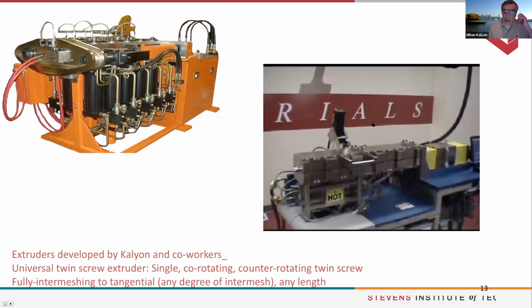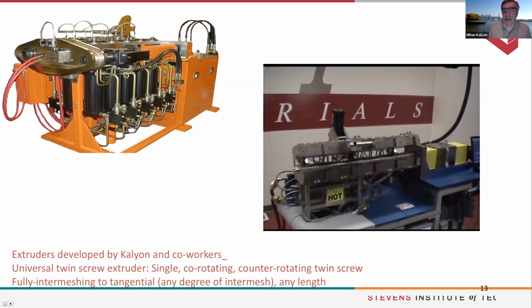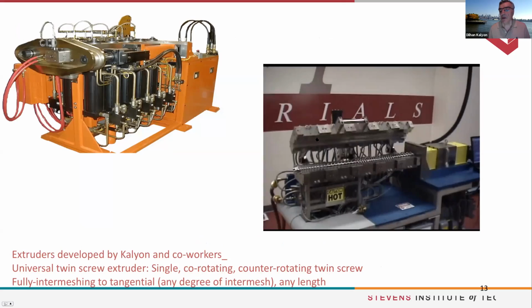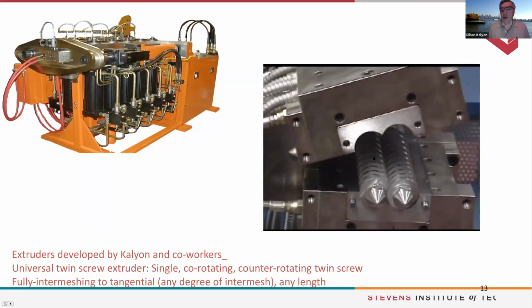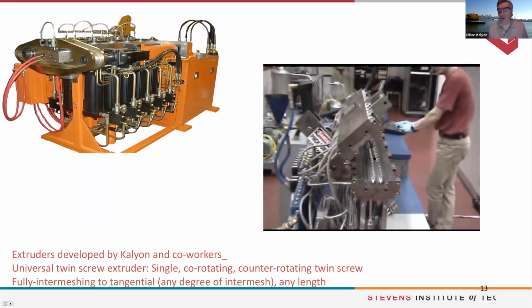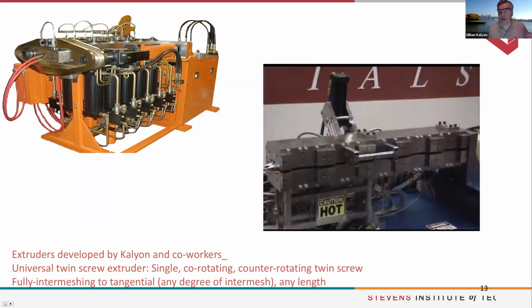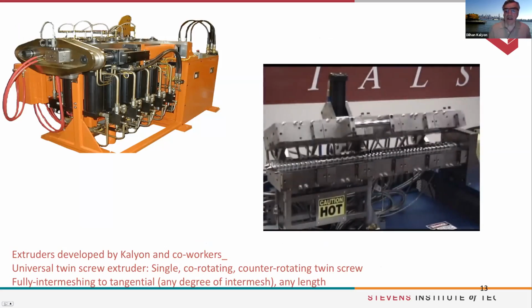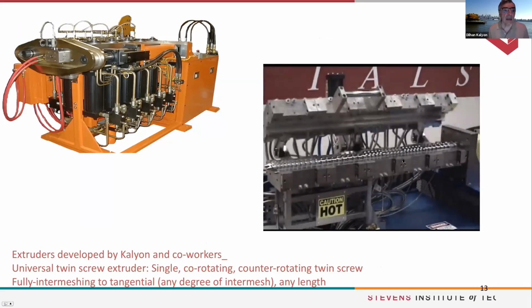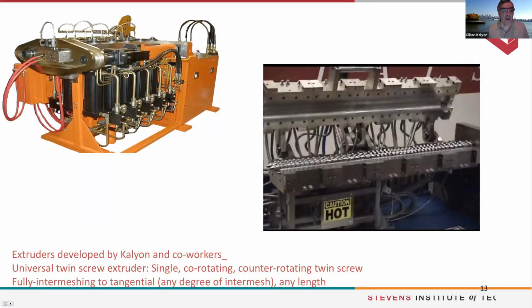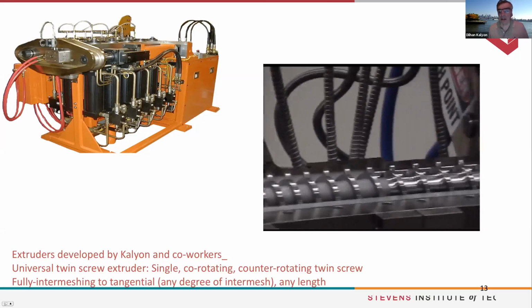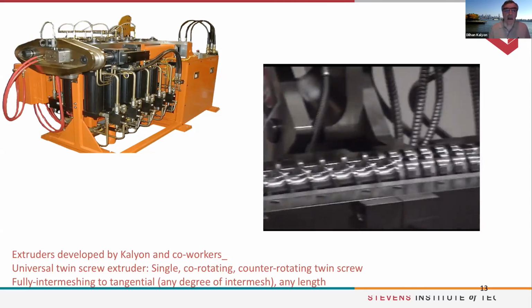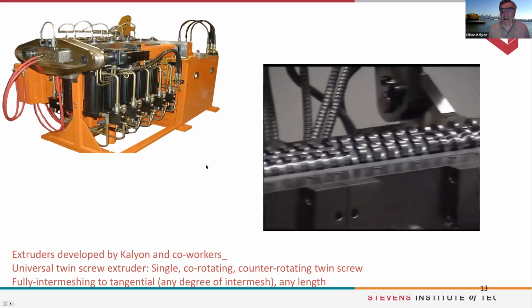So the extruder part is relatively easy. We can handle this very easily. This is one of the extruders that we have built in-house. It's called the universal. It can do counter-rotating, co-rotating, twin screw, single screw, fully intermeshing, tangential, etc. Our own design. And we have done one for the US Army, for example, with everything opening up, the die detaching, the barrels detaching, etc.